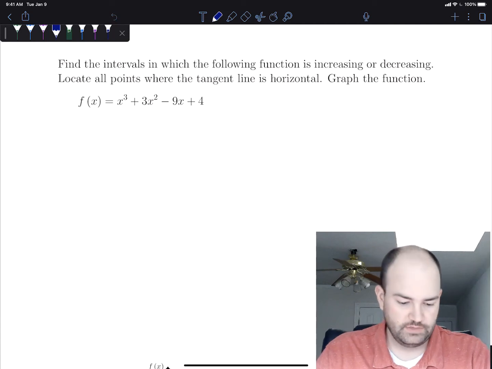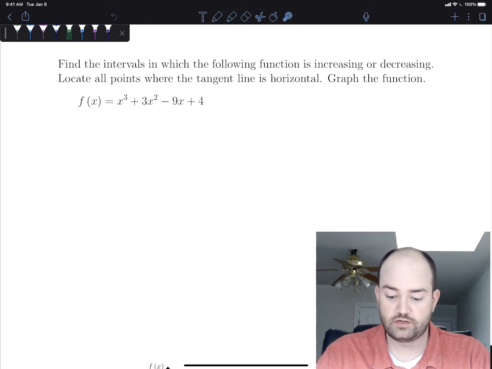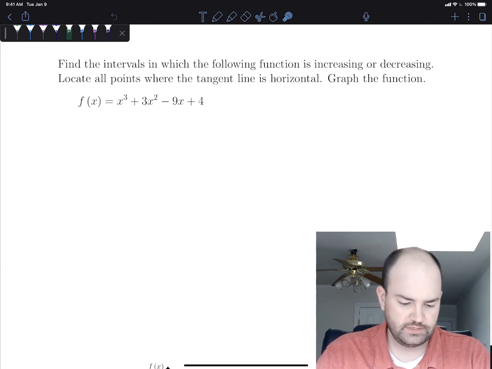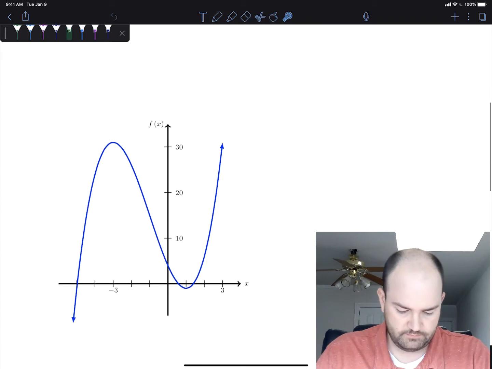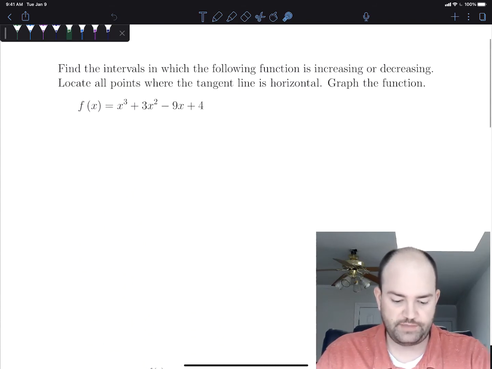Hello. In this video, we want to find the intervals in which the following function is increasing or decreasing. Locate all points where the tangent line is horizontal, and then graph the function. We'll just graph it using the calculator. Now, it's actually graphed for us down here, but we'll come back to that.